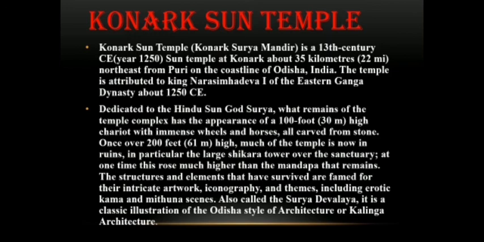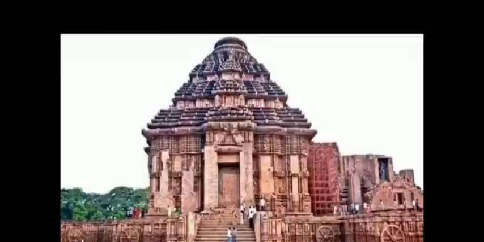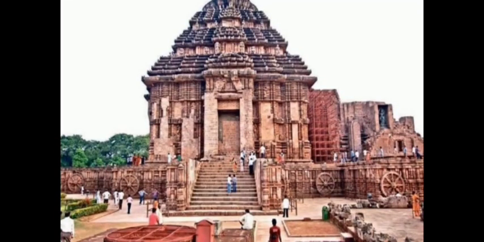The structure and elements that survive are famed for their intricate artwork, iconography, and themes including erotic kama and mithuna scenes. It is a classic illustration of the Odisha style of architecture or Kalinga architecture. This is the picture of Konark Sun Temple in Odisha.